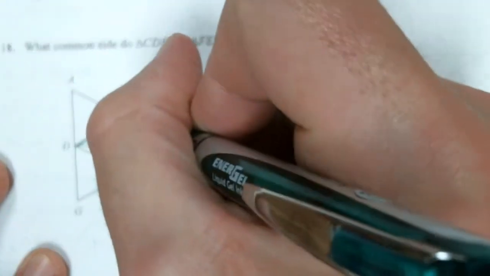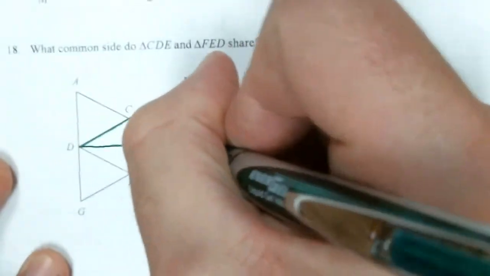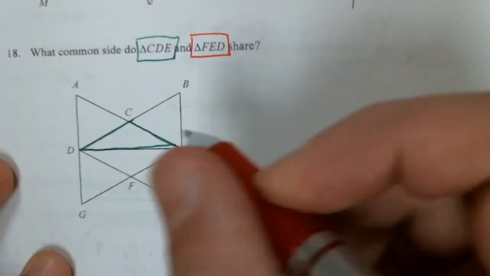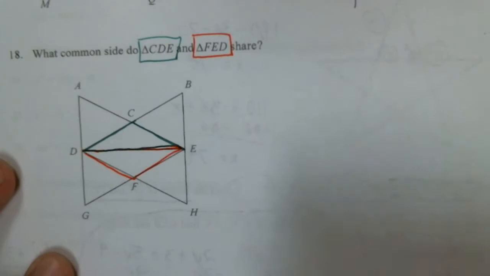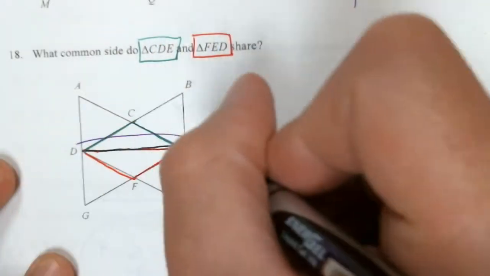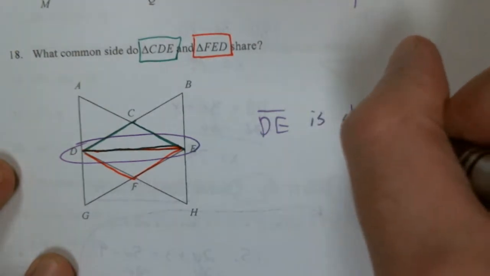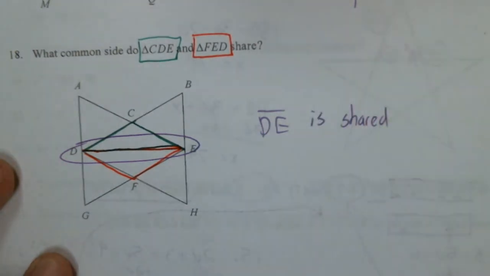Okay, number 18. What common side do triangle CDE and FED share? I'm going to color code these. I would strongly suggest that you guys separate these out. Triangle CDE, I'll do in green. Triangle FED, I'll do in red. So hopefully you can see where I have green and red overlapping, and that's this guy right here. So DE is the line that's being shared, with the overlapping triangle stuff.